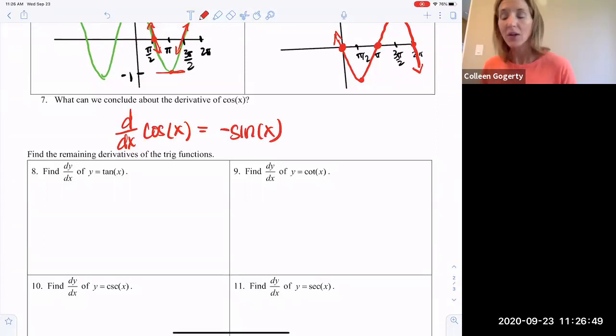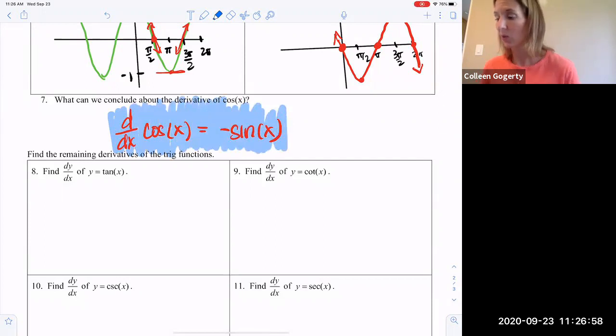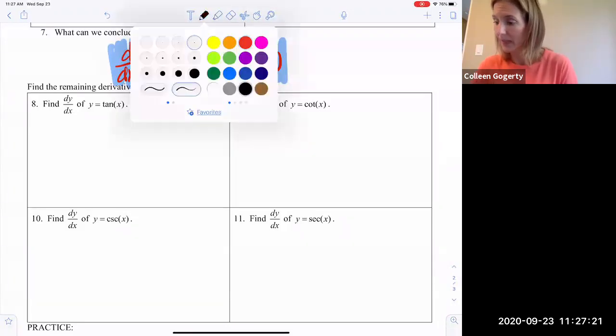All right. So now that we have those two, since all trig functions can be turned into sine and cosine, we should be able to derive the other 4 trig functions' derivatives. So our first thing is going to be to take all of these, put them in terms of sine and cosine, and if we put them in terms of sine and cosine, then we should be pretty good to go in determining our final derivatives. So let's do one together.